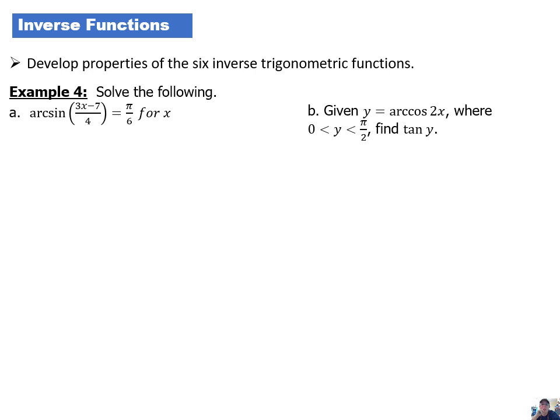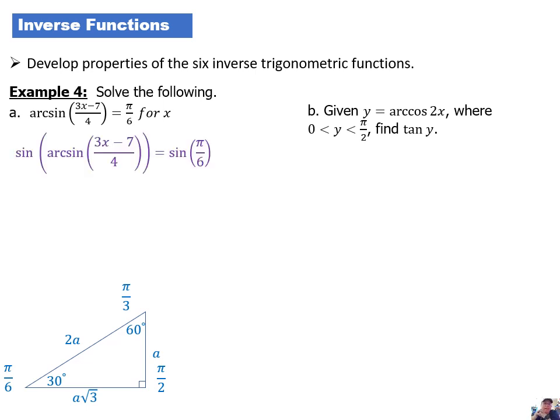Develop properties of the 6 inverse trig functions. We want to solve the following: arc sine of (3x minus 7) over 4 equals pi over 6. We want to solve it for x. First thing you do, draw a right triangle. Take the sine of both sides. On the left side, that's going to cancel and get us (3x minus 7) over 4. Sine of pi over 6 is 1/2.